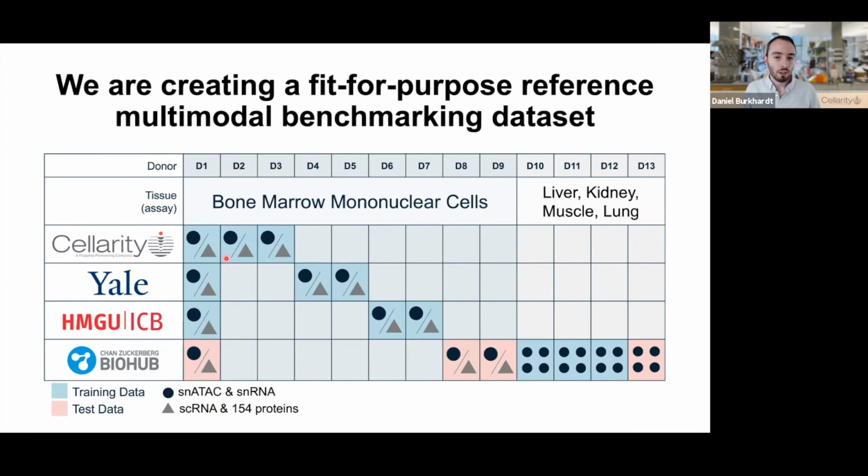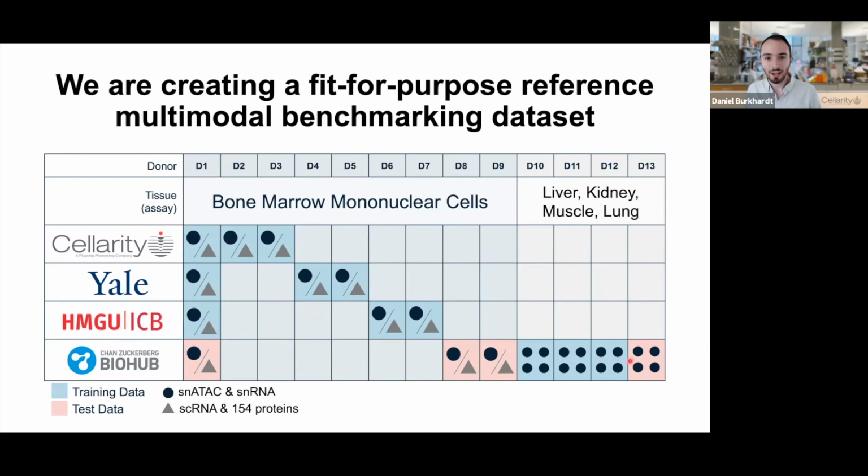And then we're going to split it up. This is just one proposed split. We're actually going to shuffle which is the training and test. But the idea is that during the training phase, individual competitors will have access to samples from 7 donors from 3 sites, and then we'll use a remaining site for testing when the competition ends in the fall.